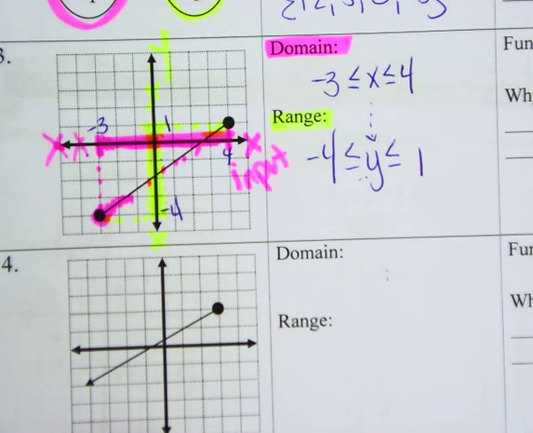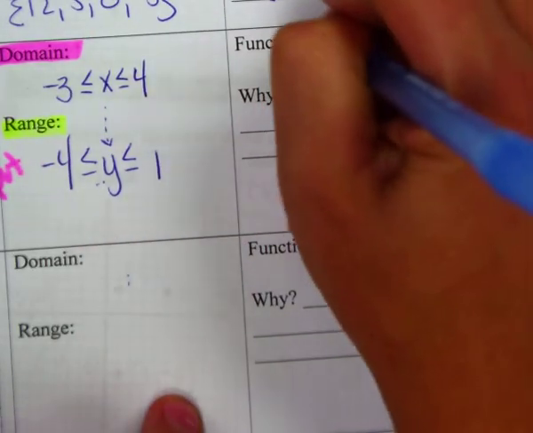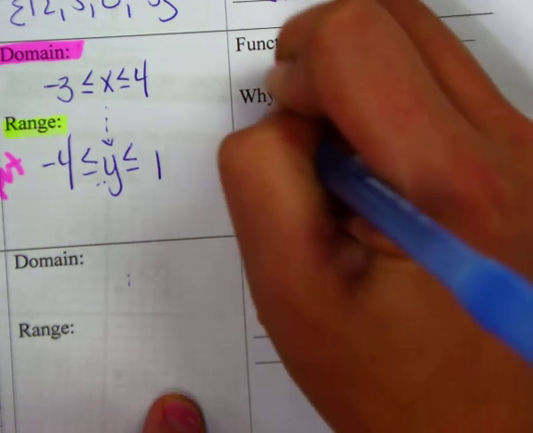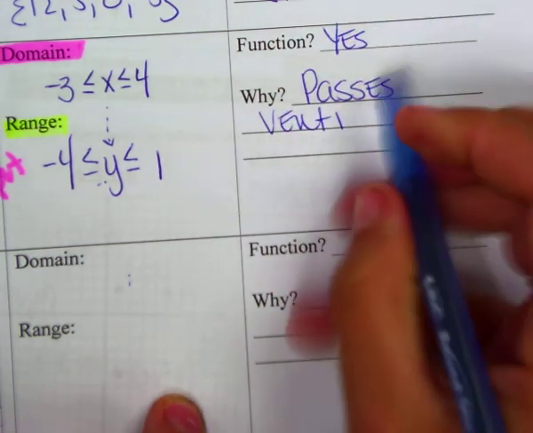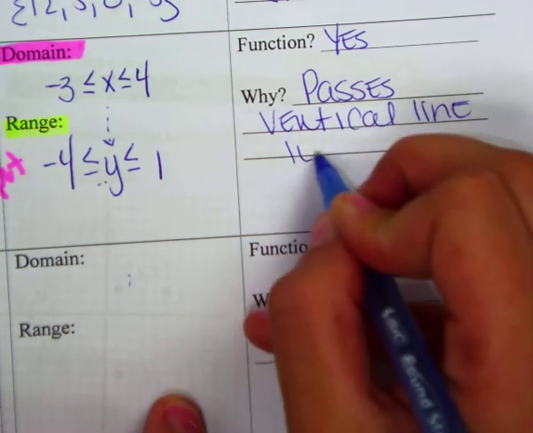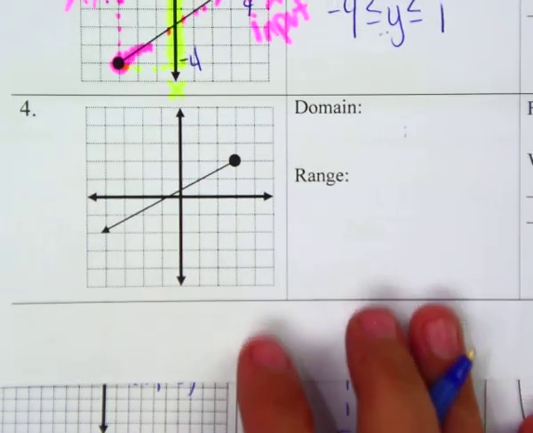Now, is this a function? Yes, because it passes the vertical line test. Okay. Last one, you're going to do the next ones on your own.